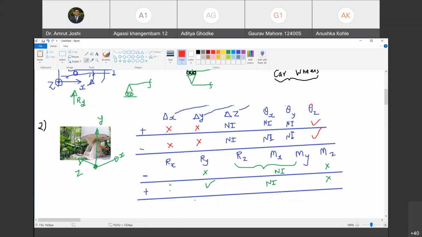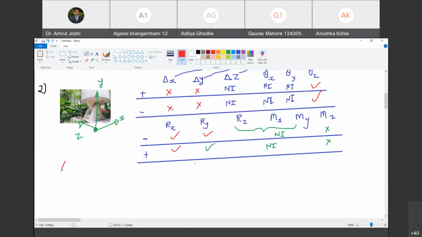Now, can you tell me what happens to the reaction? As delta x is restricted in positive as well as negative direction, this support must be able to offer force reaction in both positive and negative directions. Do you agree with me? Yes, sir. Similarly, as delta y is restricted in positive and negative direction, this support must be able to offer force reaction in y direction. Yes, sir. However, it will not be able to offer any moment reaction about z-axis. Happy? Yes, sir. This support is denoted by this notation.